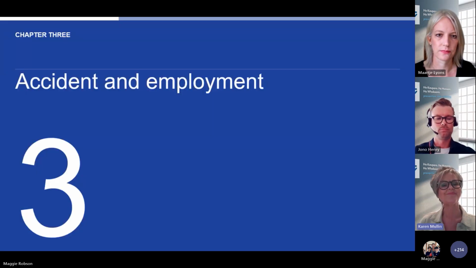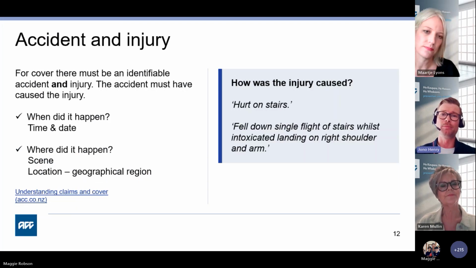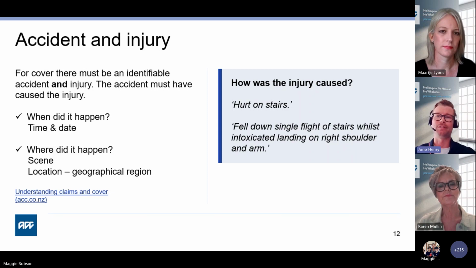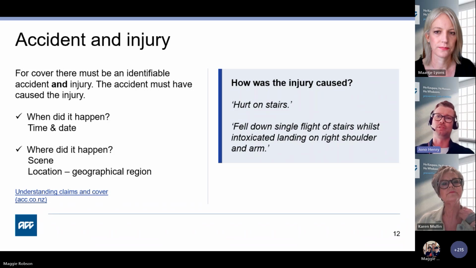Thanks, Karen. So I'll focus on the accident part of this section. One of the most important areas on ACC 45 is the accident section. This section tells us important details of the accident event and mechanism of injury. The section is important for correctness of cover. We provide cover based on what you tell us. So it is important to be as descriptive as possible in the accident section of the ACC 45 form.